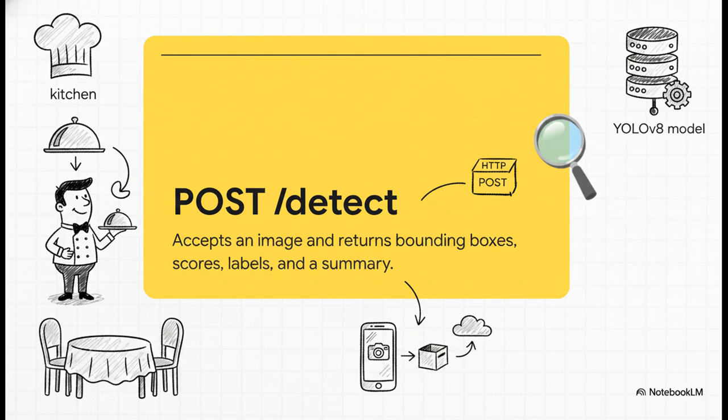Let's zoom right in on the exact bridge that connects our front and back ends. This right here is the true technical core of the system. The POST detect endpoint is the primary API mechanism for the entire architecture. Sticking with our restaurant analogy, this endpoint is essentially the waiter passing the order between the dining room and the kitchen.